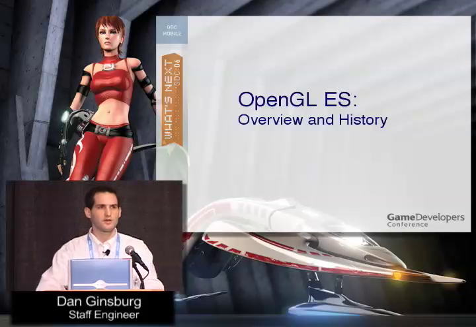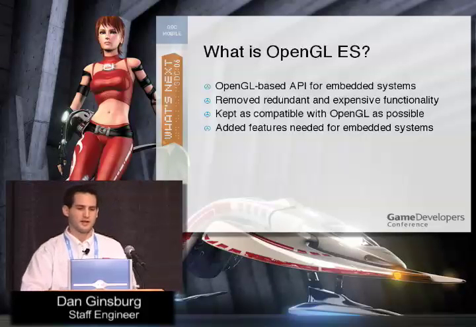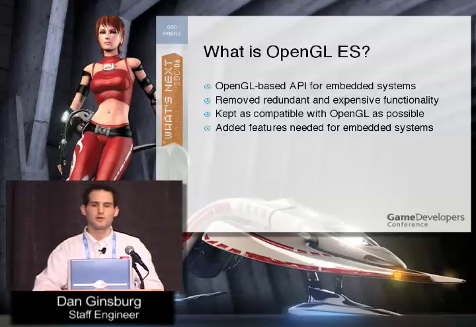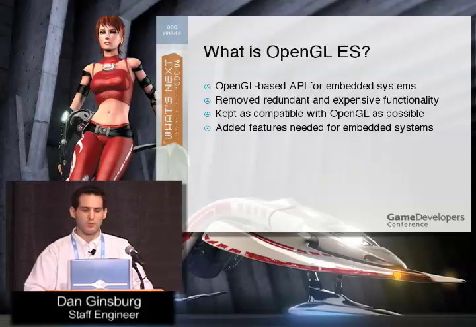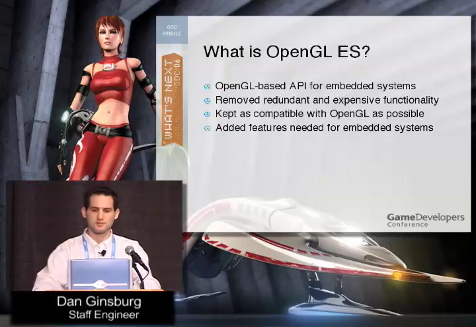So I'll begin now with an overview and history of OpenGL ES. So what is ES? Again, as many of you probably know, it's an OpenGL-based API designed specifically for embedded systems. Embedded systems have a lot of constraints in terms of small form factor, low memory footprint, and low power consumption. What was done was to take OpenGL, the desktop API, and remove redundancy and expensive functionality as much as possible to enable implementations of ES on embedded devices.